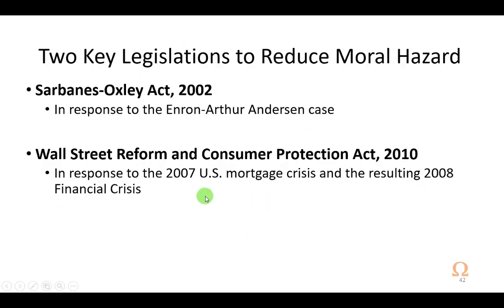So these are a couple of recent legislations in the United States that are designed to reduce moral hazard in the financial services industry. And that's a wrap.